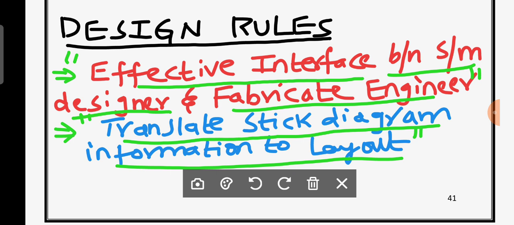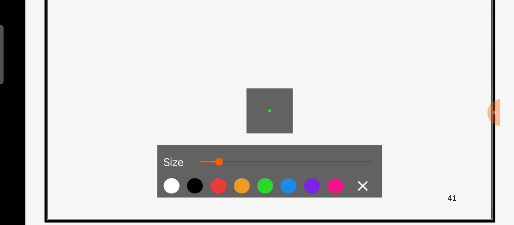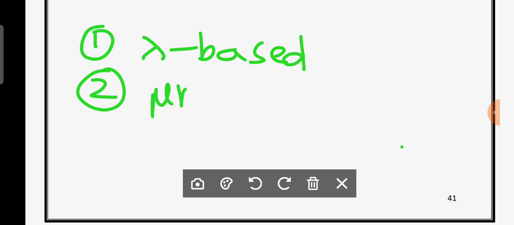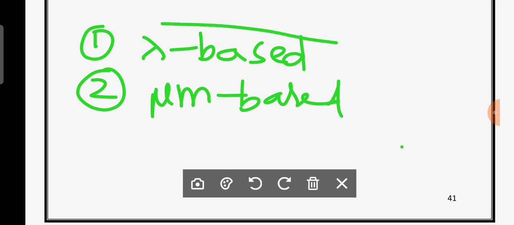Is it clear? Now you can observe, who developed these design rules? Mead and Conway developed these design rules. Basically, there are two types of design rules. The first one is lambda-based design rules, and the second one is micrometer-based design rules. Is it clear? Now, first of all, we will focus on this one.